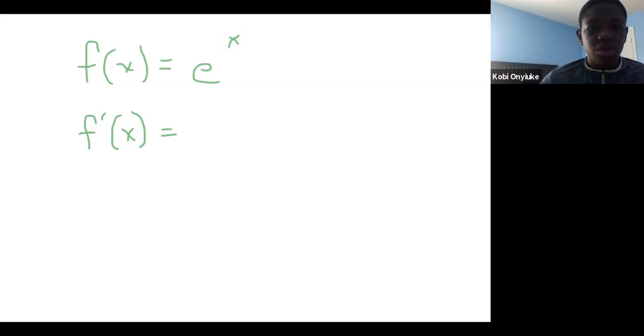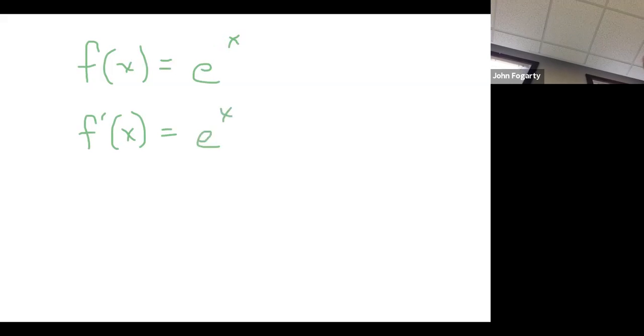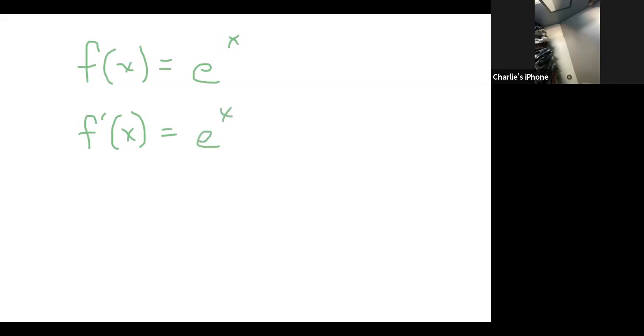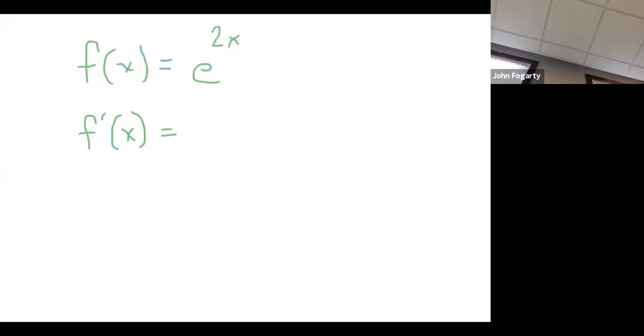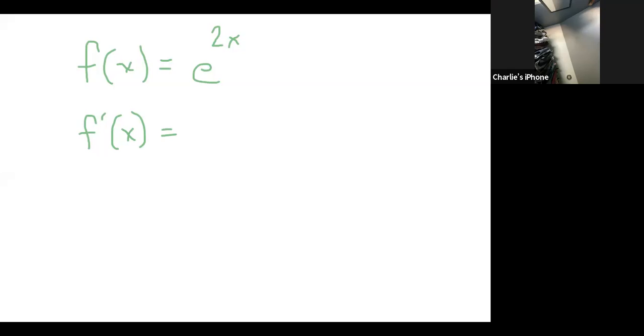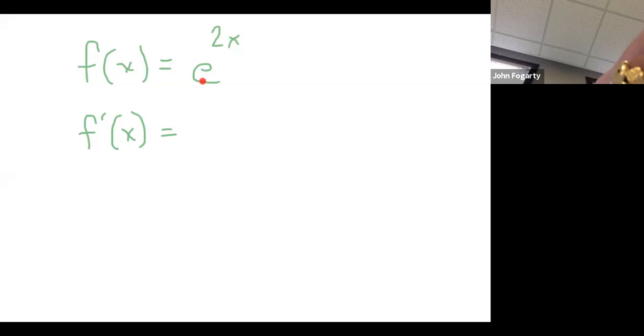Base just itself. It's the same, right? But that's not what we have. What we have here is e to the 2x. So what did we say when we have to use the chain rule here? We have a function, e to the x, of a function, 2x. So what did we say the rule was? What do we say the first thing you do is?